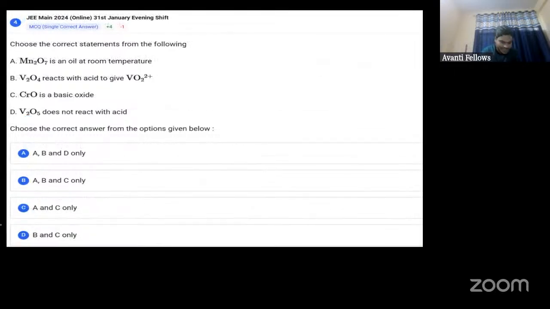Now choose the correct option from the following. Mn2O7 is an oil at room temperature. V2O4 reacts with an acid to give VO2 plus. CrO is a basic oxide. V2O5 does not react with acid. Which of the following is correct?